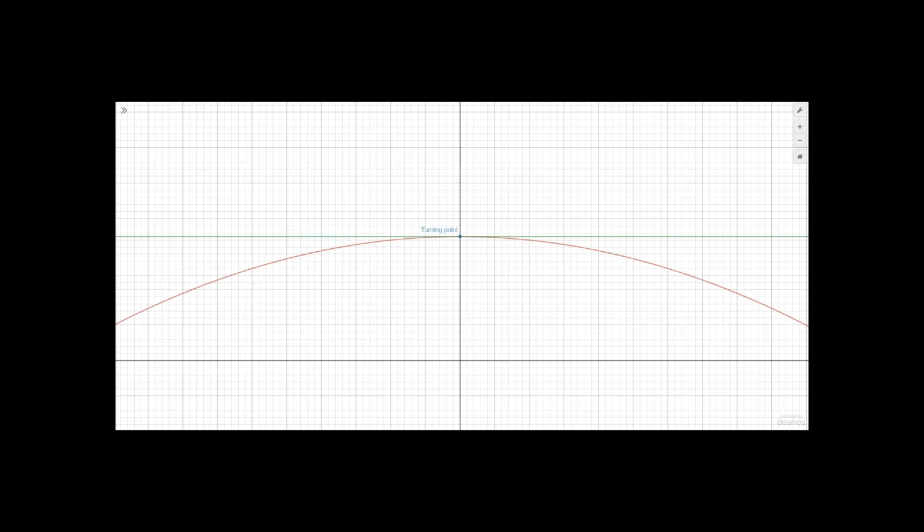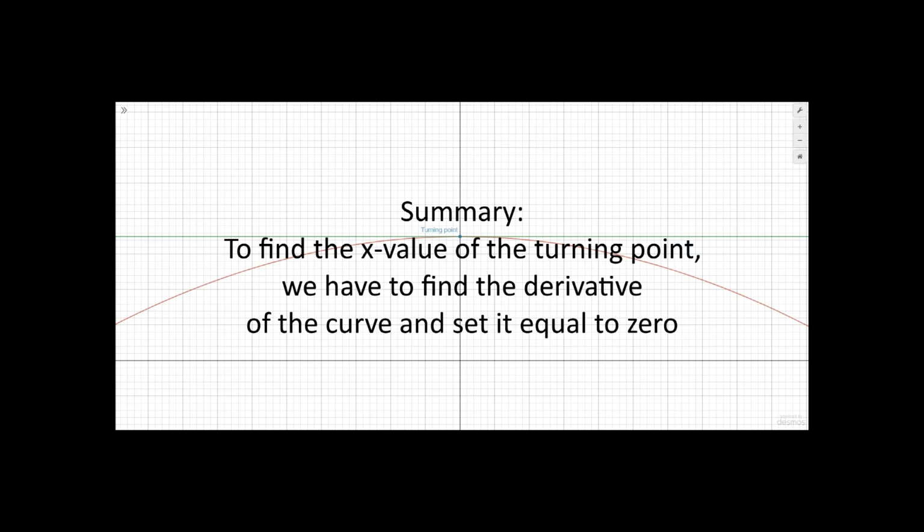But this also means, like we learned on Thursday, that the derivative of the curve, which gives us the gradient of a curve, also has to be equal to 0. And this is the trick that we're going to use to find what the x value of the turning point is. So, in summary, to find the turning point, we can find the derivative of the curve and set it equal to 0.